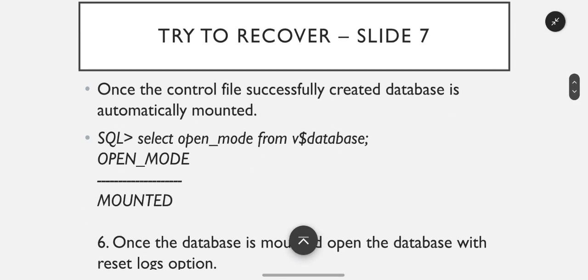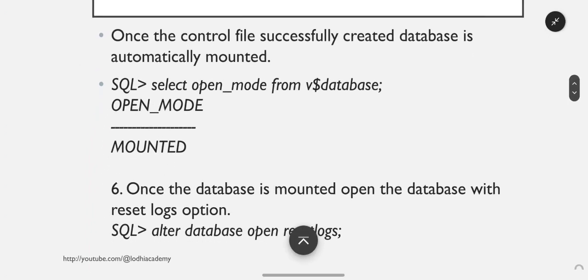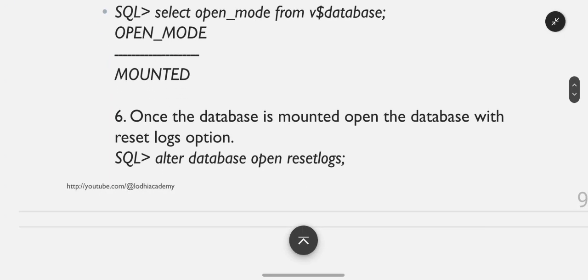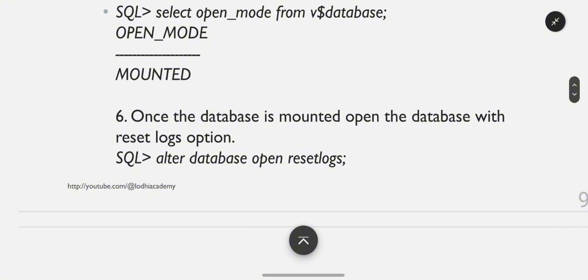Once the control file is successfully created, the database is automatically mounted, because in the trace file the command is written to mount the database. Select open_mode from v$database. It will show you the status of the database. It is showing mounted. Once the database is mounted, open the database with the resetlogs option, like alter database open resetlogs.